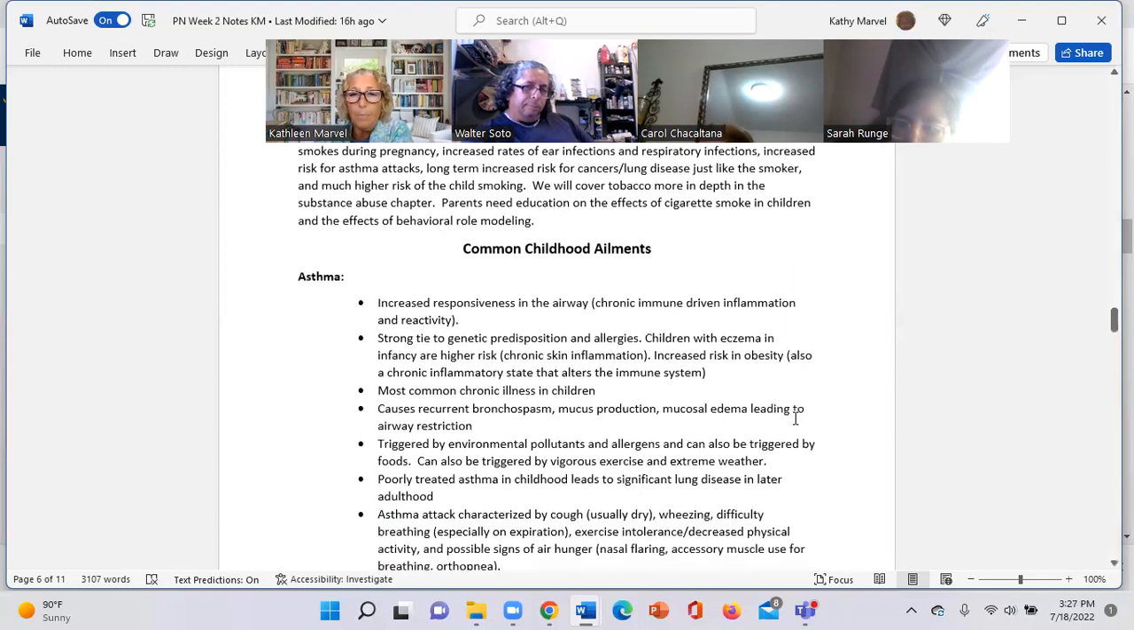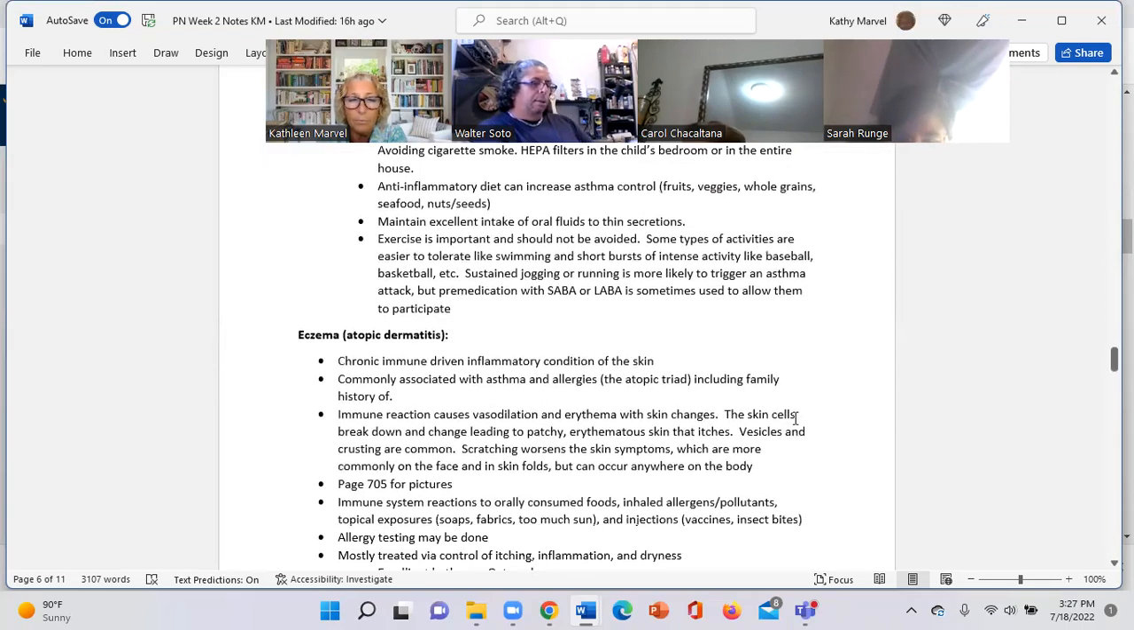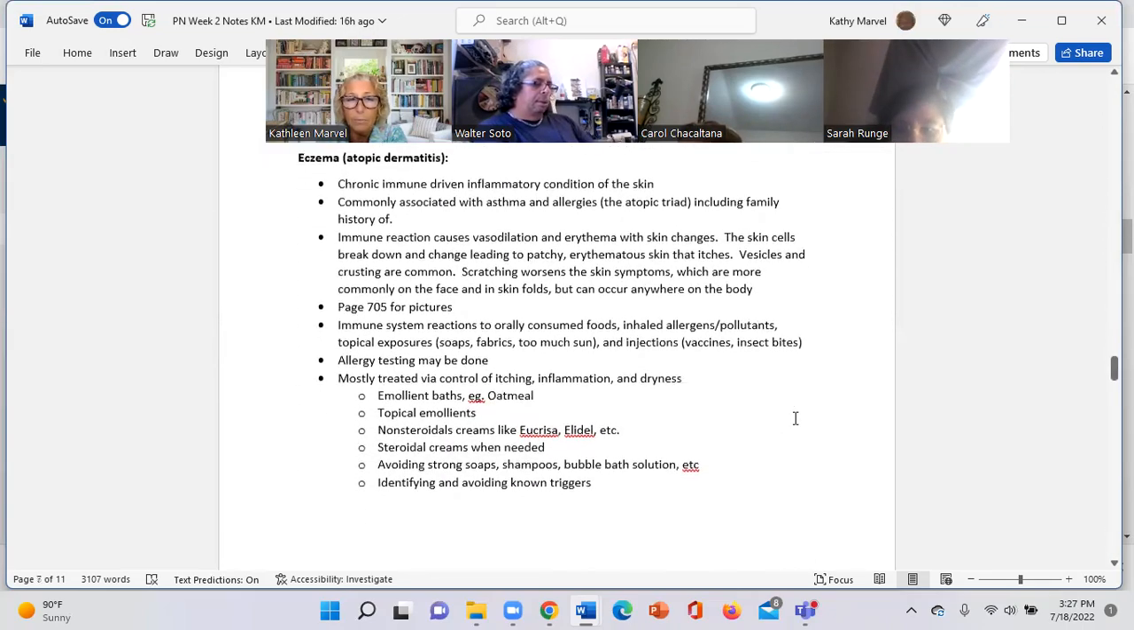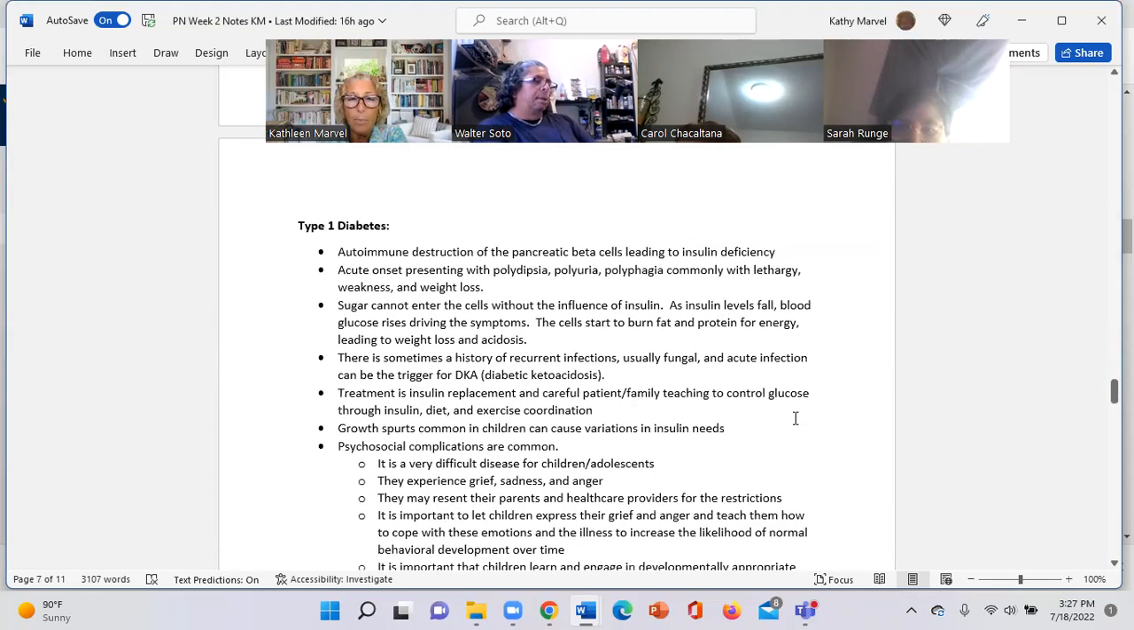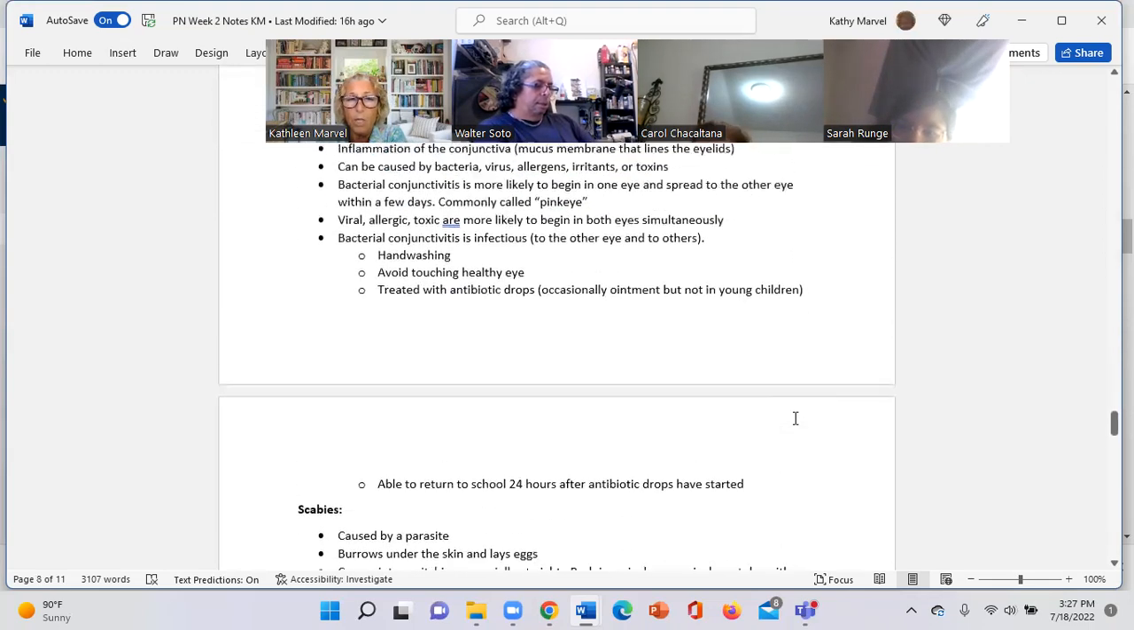All right, I'm going to have you read through these ailments. They match right along with your module. There's a lot of them, and they're going to be covered in your exam, so have an idea about these. These are the main ones: asthma, eczema, type 1 diabetes, conjunctivitis.